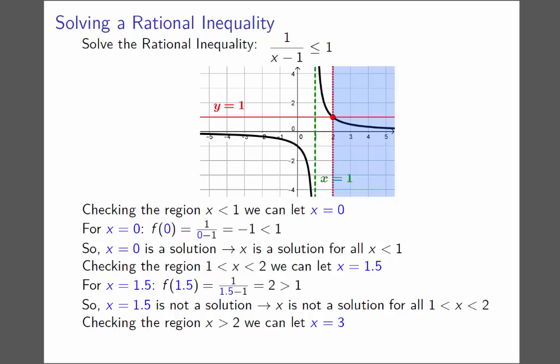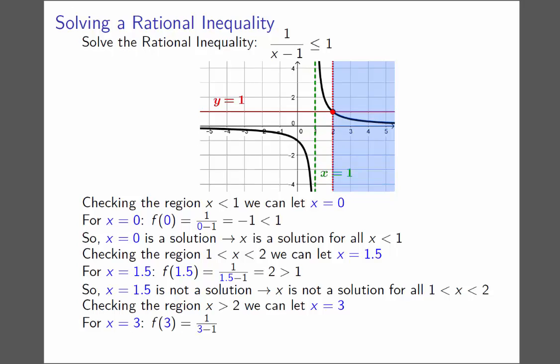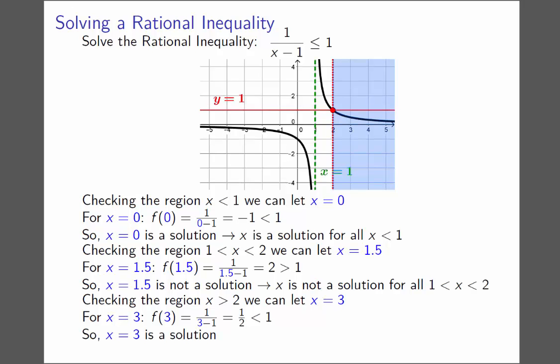Finally, for the region x bigger than 2, we can pick x equals 3. At x equals 3, our function at 3 is 1 over 3 minus 1, which is 1 over 2, or a half. This is less than 1, which means that x equals 3 is a solution to our inequality. And since x equals 3 is a solution to our inequality, every value of x bigger than 2 is a solution to our inequality as well.